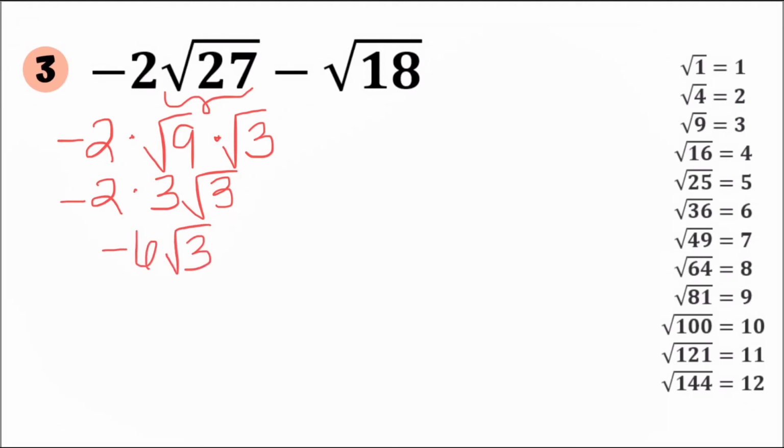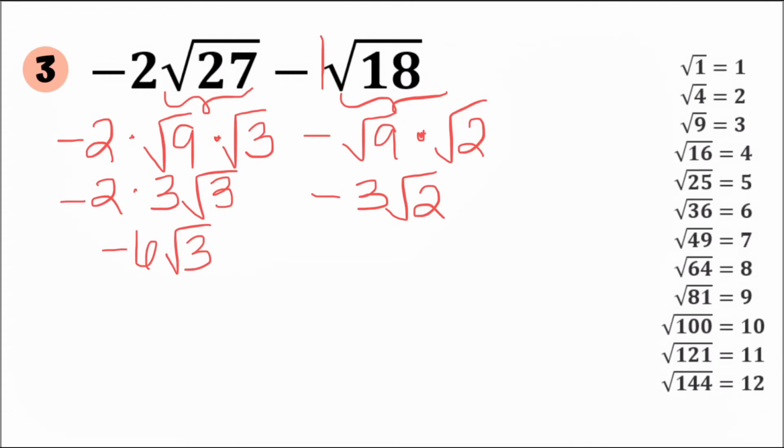Now I'm going to break down the square root of 18. I can rewrite this as the square root of 9 times the square root of 2, because 9 times 2 is 18. My coefficient in this case is a negative 1. It's not written on there, but it is a negative 1. I'm going to bring down the negative sign so I don't forget it. The square root of 9 is 3, so this becomes minus 3 square root of 2.